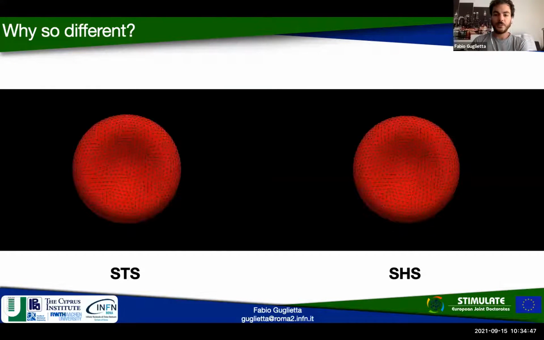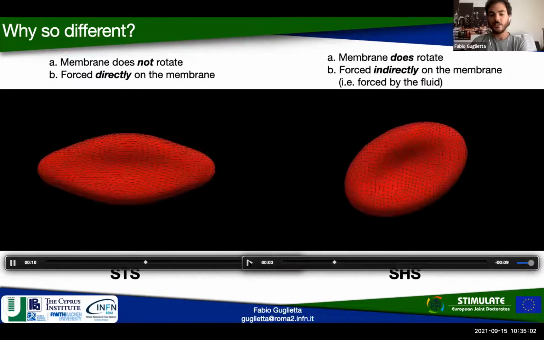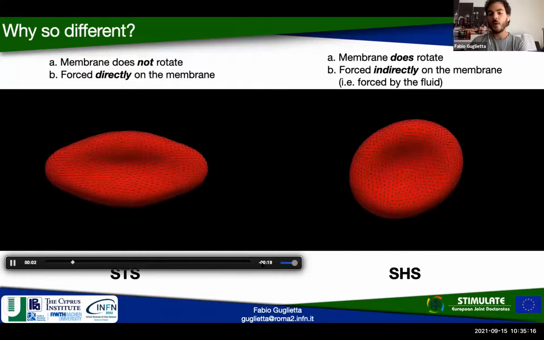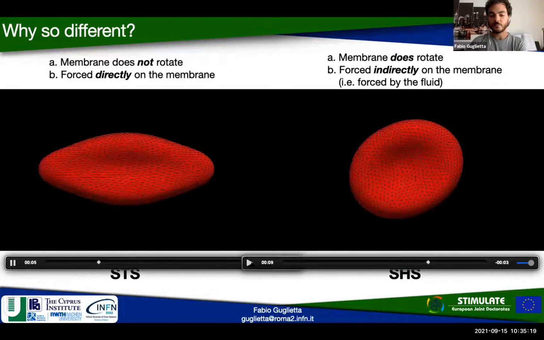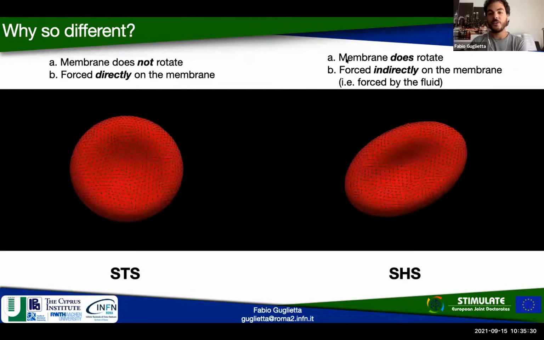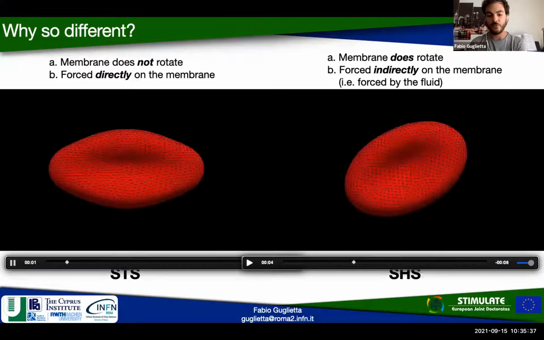If we look at these two simulations, the stretching simulation and the shear simulation, we can see that in the stretching simulation the membrane does not rotate while deforming, while in the shear simulation the membrane rotates. So this is the first difference. Another difference is that in the stretching simulation, the membrane is directly forced by putting a force directly on the nodes of the mesh, while in the shear simulation, the membrane is not directly forced, but it is forced by viscous friction with the fluid. So we want to understand what is the problem here: if it is the rotation of the membrane or the fact that the membrane is deformed by viscous friction. So why is there this lack of collapse?